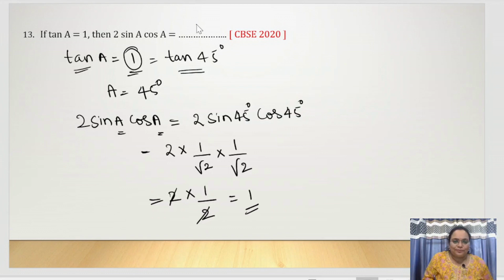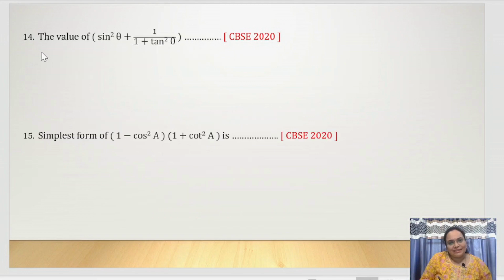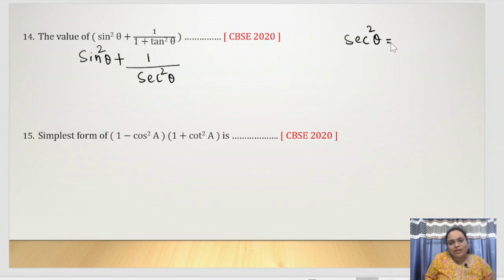1 is the answer. Okay. So let us see the next question. The value of sine square theta plus 1 by 1 plus tan square theta. So see here, 1 by 1 plus tan square theta is your 1 by secant square theta. Yes, because secant square theta is equals to 1 plus tan square theta. This is an identity we have.